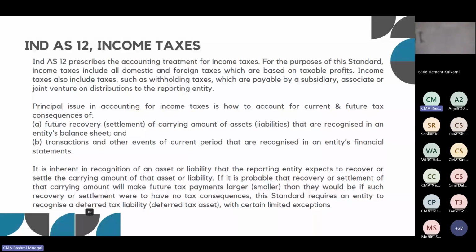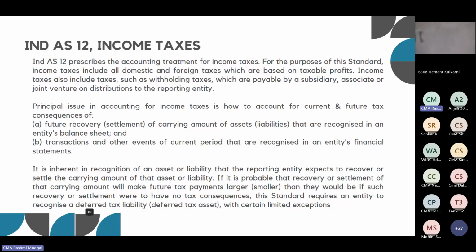So what happens? The principal issue in accounting for income tax is how to account for current and future tax. So what we do, we actually create a deferred tax. We actually create an actual tax expense. So we minus it somewhere. So that is what we have been told to do for the reporting of deferred tax. They have told us to do the reporting of income tax this year.